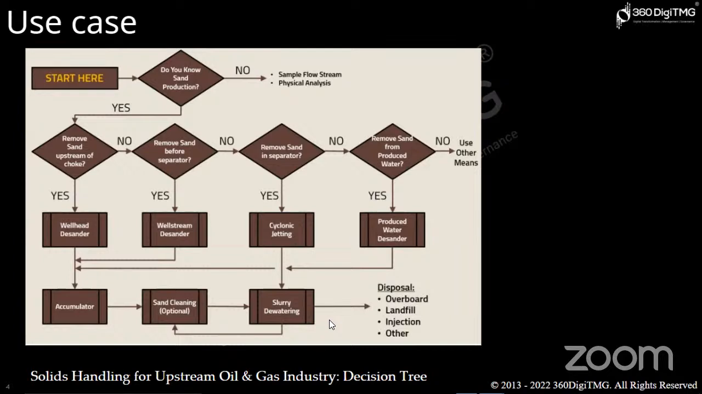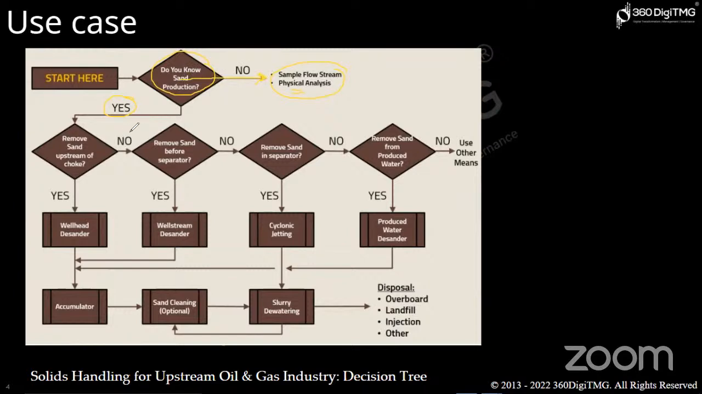So what do we have here? We start with a root node here. Based on the root node, we try to find the decisions. Do you know the sand prediction? If I know the sand prediction, if that is yes, then what is your answer? If no, we have to sample the flow stream and do the physical analysis. That is the only way. So this will be one classification tool here.